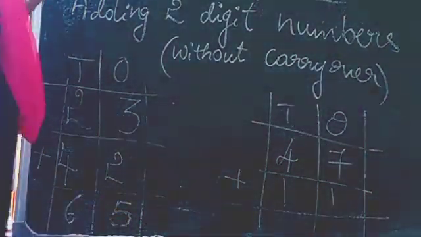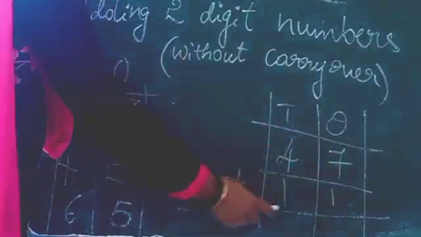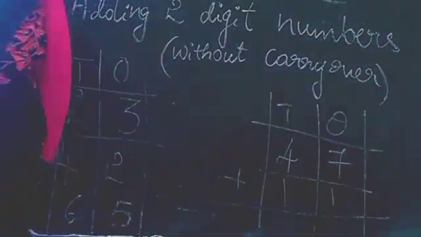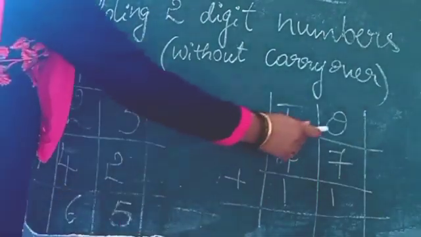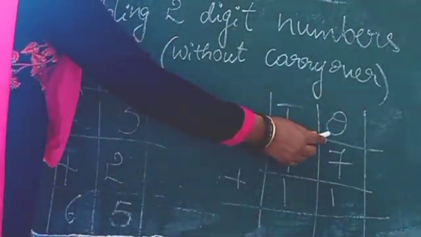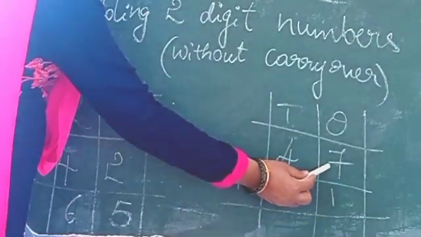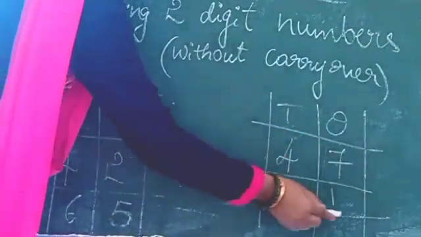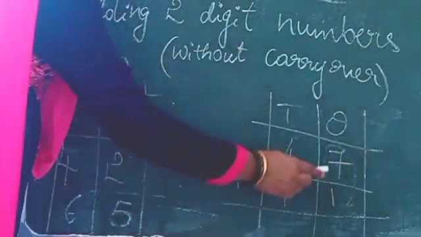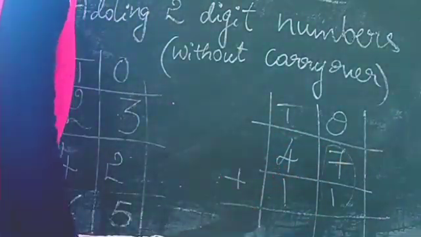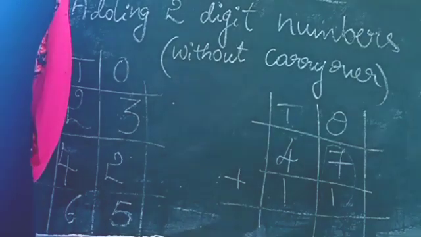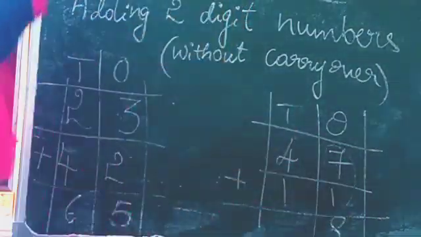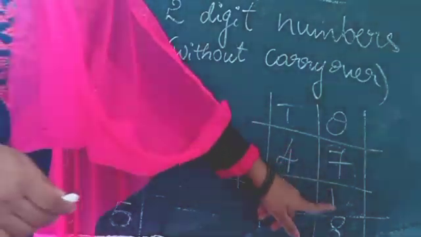The next one is 47 plus 11. Let us add. In one's place, we are having 7 and 1. Is it right? First, add these 2 numbers. 7 plus 1 is how much? 7 plus 1 is 8. I will write 8 over here.